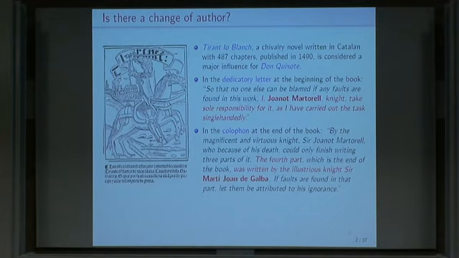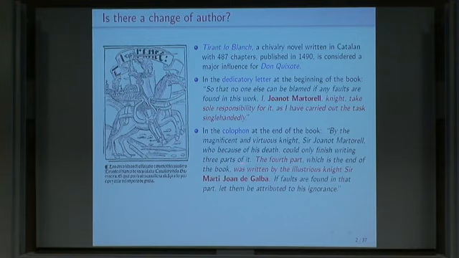In the dedicatory letter at the beginning of the book, it said that this book was all finished by a knight called Joanot Martorell. However, in the colophon at the end of the book, it said that Martorell died before he finished this book, and the last quarter of the book was finished by another knight called Martí Joan de Galba.